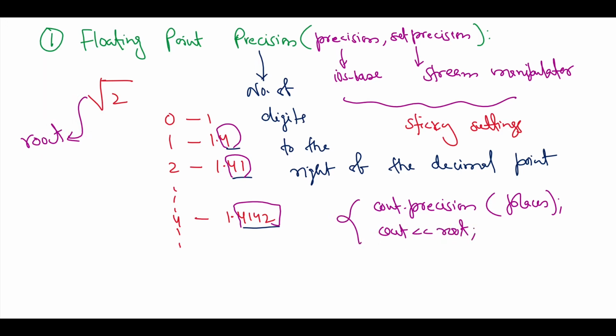Suppose you have assigned this value to the root, then you can print root after this. Clear? Similarly, if you want to use set precision, you have to use something like this, setprecision, and then pass the number of places, and then you can print the root. So both these things are equivalent. We are going to write all the programs in a later part of this tutorial.